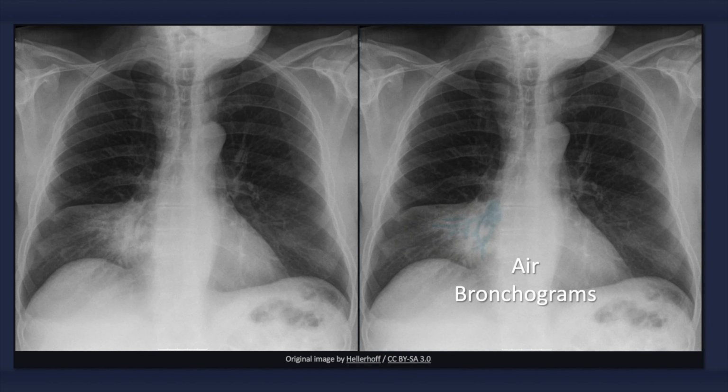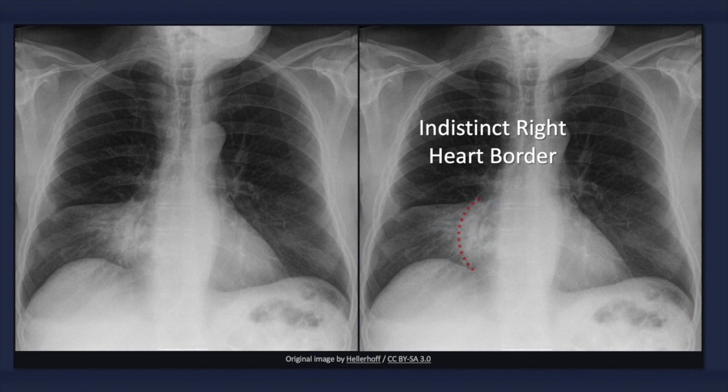Another finding that is a little more difficult to appreciate is the presence of air bronchograms. Air-filled bronchi that are surrounded by alveolar infiltrates can appear as dark, radiolucent branching columns within the area of opacification. Consolidation of the right middle lobe results in effacement of the right heart border, obscuring the interface between the lung and the heart. This is referred to as the silhouette sign.